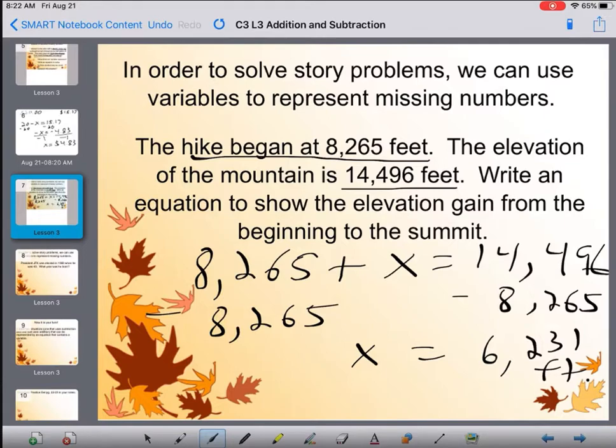Again, I think it's good to double check our answers, so I'm going to go ahead and double check that. So we got 14,496 feet minus 8,265 feet. That's going to be 6,231 feet. So that is the elevation gain from the beginning all the way to the summit.